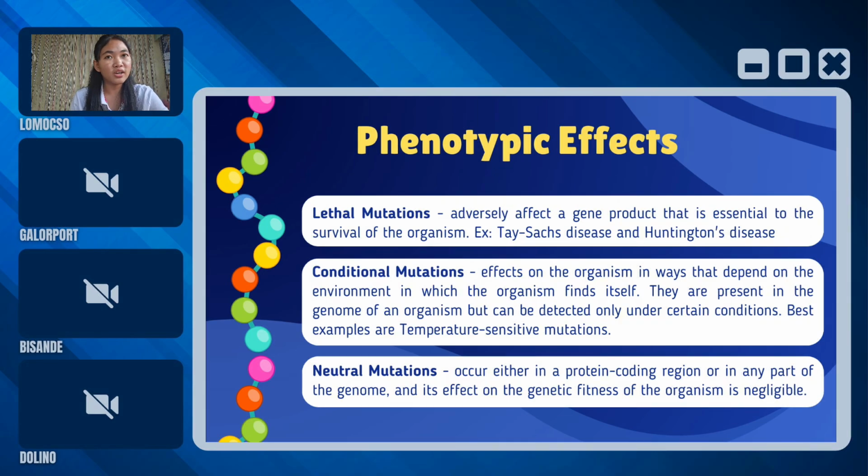It is a genetic change that causes a mutant phenotype at high or low temperatures while retaining a wild-type phenotype at normal temperatures. Next, we have the neutral mutations.